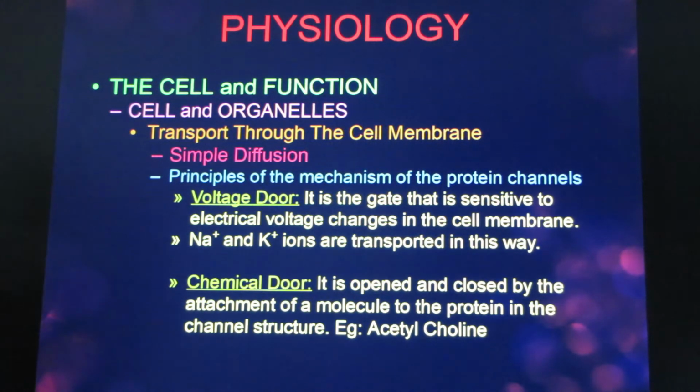So we need a voltage door there. The chemical door is opened and closed by the attachment of a molecule to the protein in the channel structure. For example, the acetylcholine of the autonomic nervous system, which we'll be seeing as we come to the nervous system physiology.